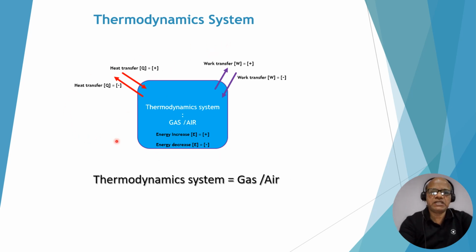If you see, a thermodynamic system is related to gas, and gas can be air, or any hydrocarbon. When heat is given to the gas, that means heat is given to the thermodynamic system, it is positive. When heat is removed from the system, it is negative. When work is done by the gas, it is positive; when work is done on the gas, it is negative. Gas is the thermodynamic system. When the energy of the system increases, it is positive; when it decreases, it is negative. This is as per the sign convention of the first law of thermodynamics.